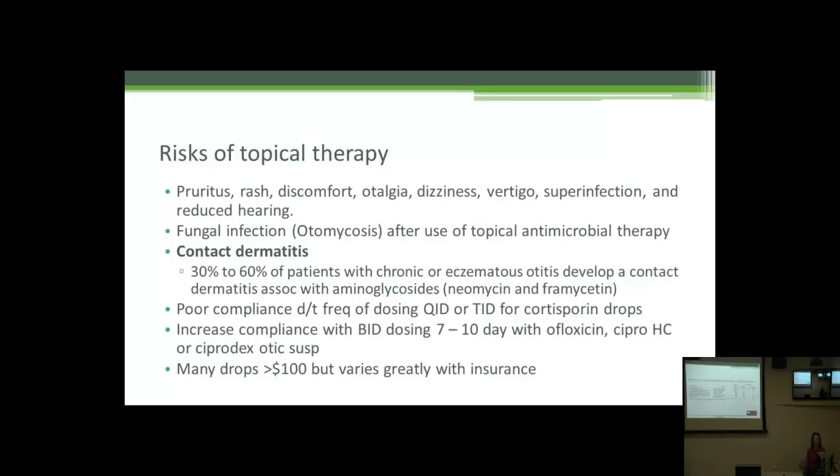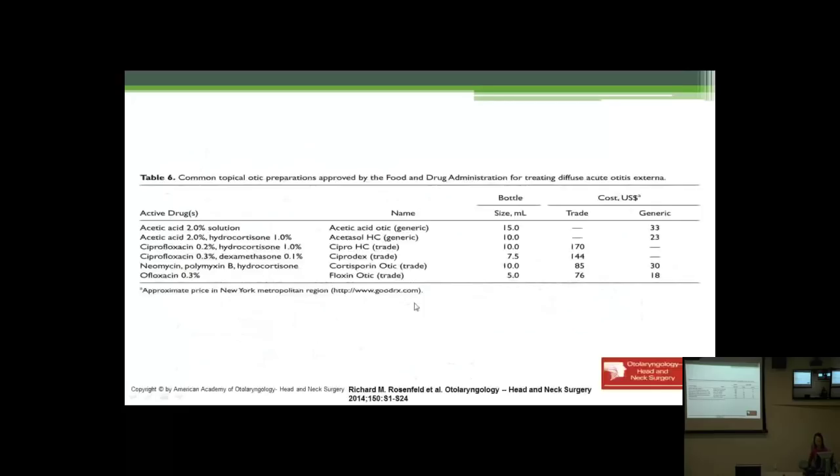Okay. So this is a list of common ear drops that are available in the market. Acetic acid is a very standard vinegar that's been sterilized and safe to use in the ear. Again, you do not want to use this in a perforation. But it is safe to use for a normal intact ear that requires some form of topical agent. Acetic acid is great for otomycosis as well.